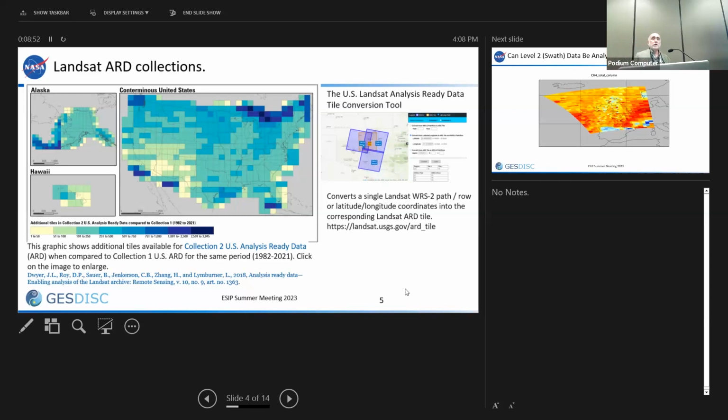Then on the right, you can see that they've also developed a tool where if you want to take the Landsat scenes in their path row, the WRS orientation, and put them into a gridded format, they have a tool to do that, and the link is right there. And the citation, with my good friend John Dwyer as a primary author on that. Okay.